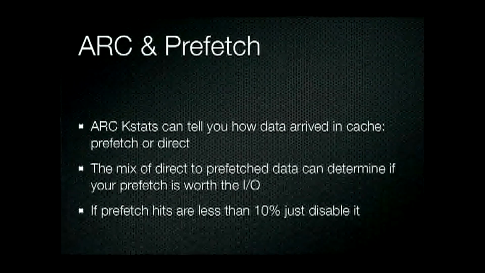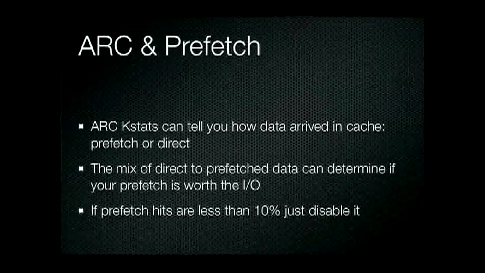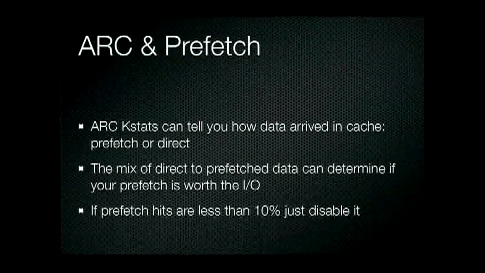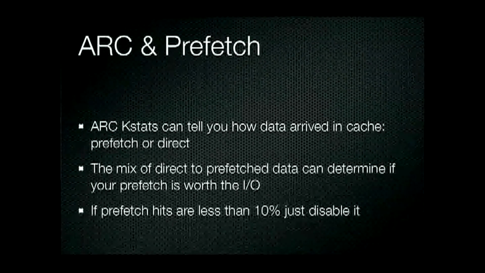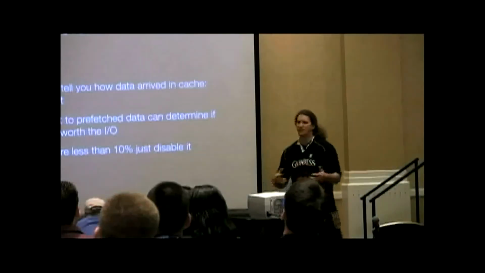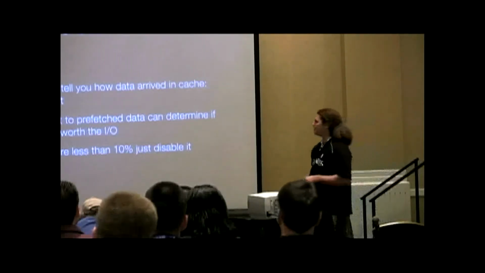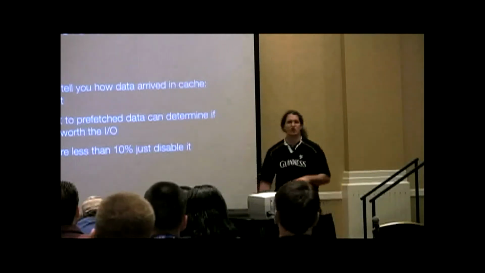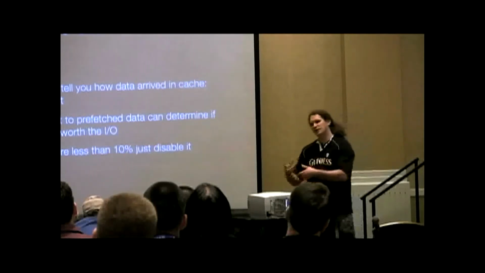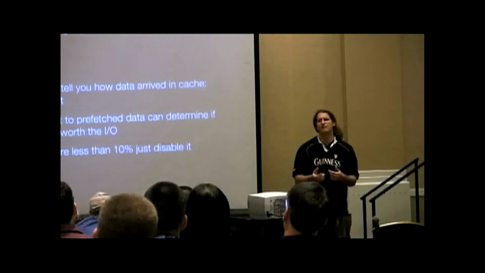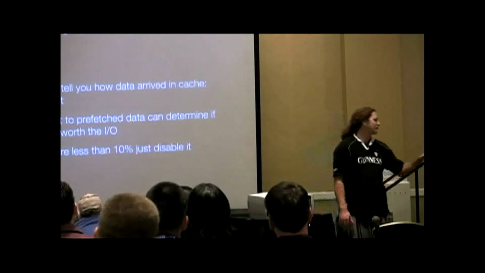ARC Kstats can tell you how the data arrived in the cache. So we can know whether it's a prefetch block or it's a direct pull block, meaning you asked for it or it thought you were going to ask for it. It can give you an idea of the mix of direct to prefetch, and you can kind of determine whether or not prefetch is actually working for you and helping you out. In my case, generally if prefetch hits are less than 10%, I turn it off. And remember, it is an intelligent prefetch, right? So it's only going to continue to prefetch as you keep asking for blocks. So that's why I'm not going to turn it off unless it's like 90% or something like that.